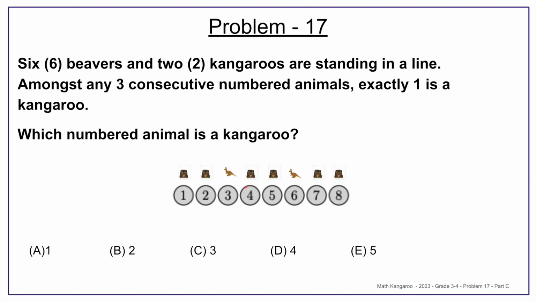So now we have 1, 2, 3, 4, 5, 6 beavers and 2 kangaroos being placed correctly. Now our question says, which numbered animal is a kangaroo? So we have 3 and 6, and we have option C, 3. So this is our answer. We can place a kangaroo at position 3.